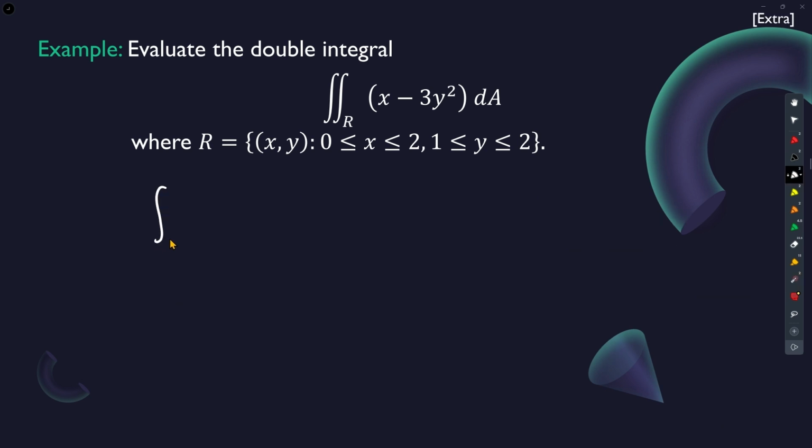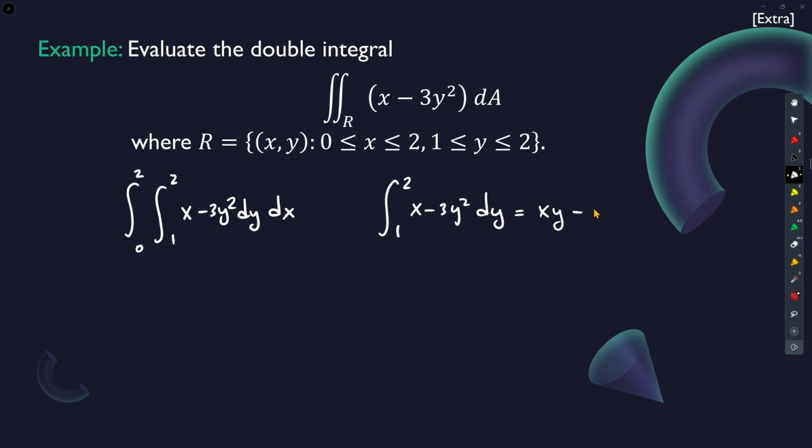So now I'm going to integrate first with respect to y, so from 1 to 2 of the function x minus 3y squared dy, and then with respect to x, so the limits with respect to x are now outside and it's between 0 and 2. If I first compute the inside integral with respect to y, what I get is xy minus y cubed between 1 and 2, which is the value at y equals 2, that is 2x minus 8, minus the value at 1, which is x minus 1.